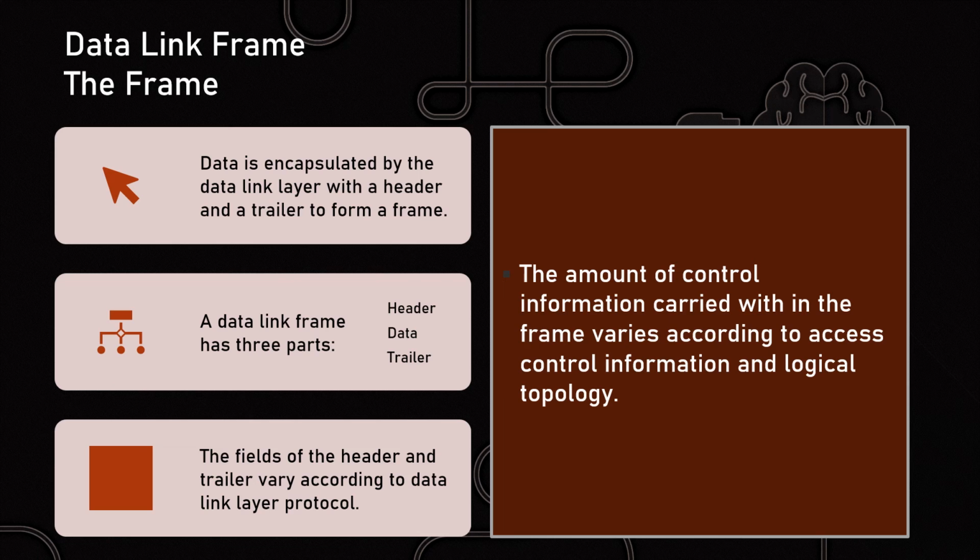A data link frame has 3 parts: the header, the data, and the trailer, the fields of which will vary according to the protocol being used. The amount of control information carried within the frame varies according to access control information as well as the logical topology. What you'll find is that the logical topology is really what demands the most processing or planning when we're dealing with protocols.